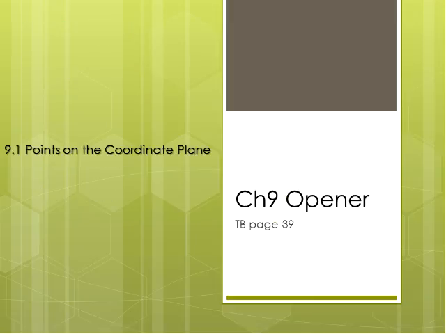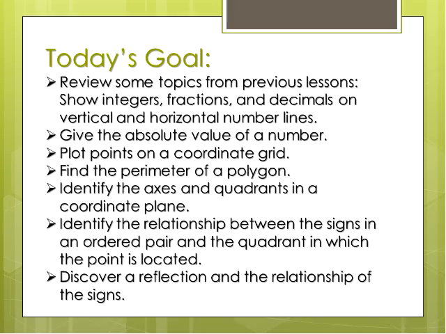Let's have a look at our to-do list. It's a big one, okay? Starting a new chapter, so we have lots to talk about. We're going to review some things that we have talked about in the past, okay? So integers, fractions, decimals, and how to show them on a vertical and horizontal number line. We're going to talk about and review again absolute value and what that means. And then we are going to plot some points on a coordinate grid and do a few activities with that and do some practice just to make sure everybody remembers how to do that. And we're going to look at perimeter of polygons.